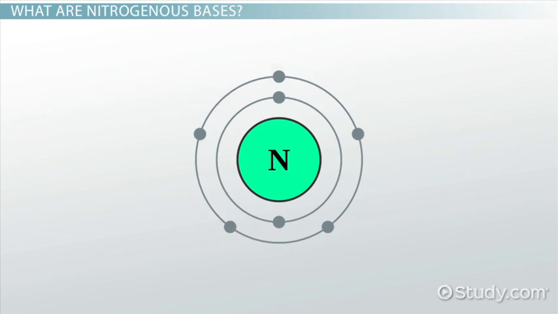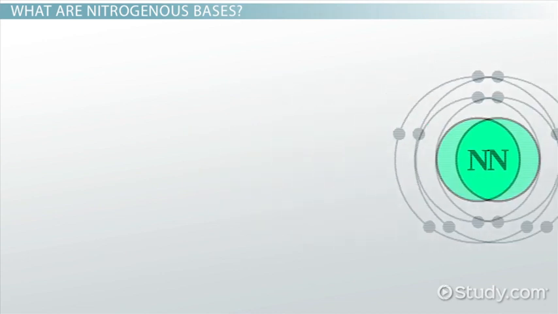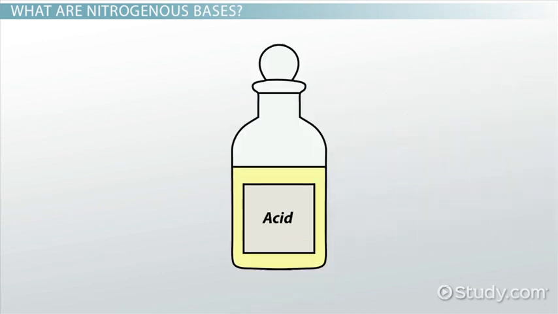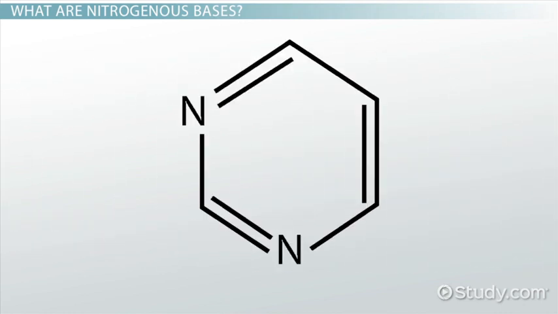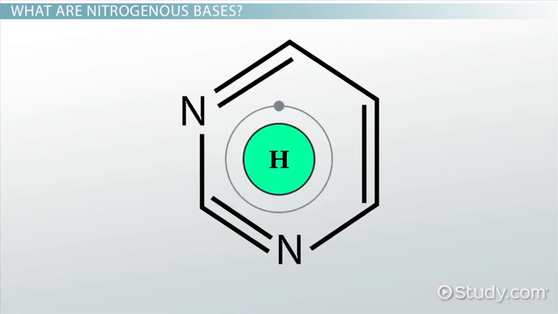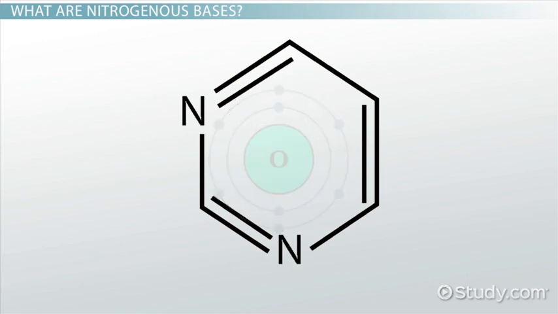A base is a substance that can donate pairs of electrons to other elements or molecules and form a new molecule in the process. It is the opposite of an acid, which is a substance that can accept pairs of electrons from elements or molecules. In the case of nitrogenous bases, nitrogen bonds with carbon, hydrogen, and oxygen atoms. These different elements can arrange themselves in rings, and we name the compound based on its ring formation.